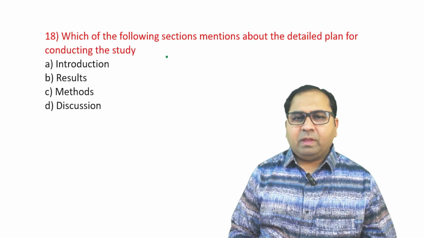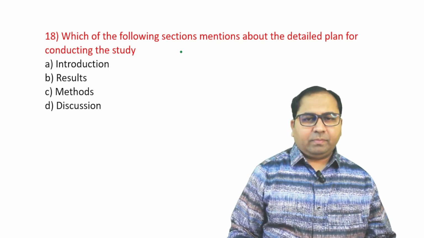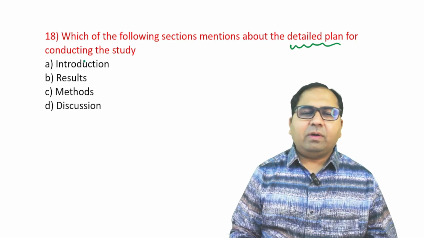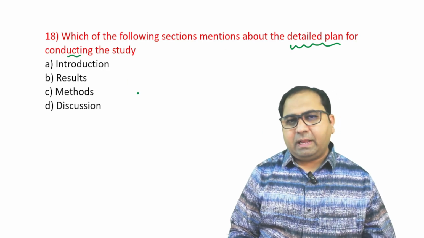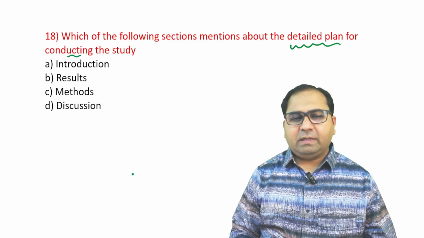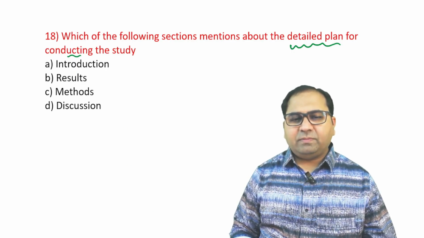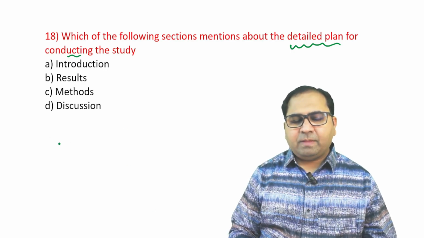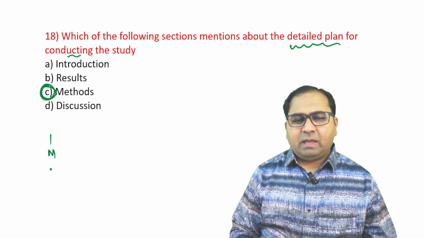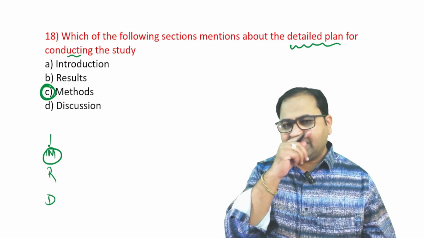Next question. Which of the following sections mentions the detailed plan for conducting the study? Options are A. Introduction, B. Results, C. Methodology, or D. Discussion. So the answer for this question is C. Method section. Okay. In the IMRD, M stands for methodology section.